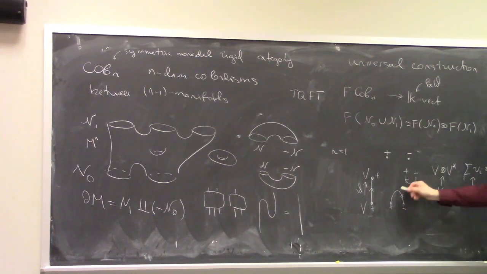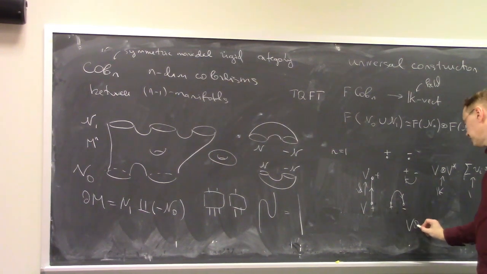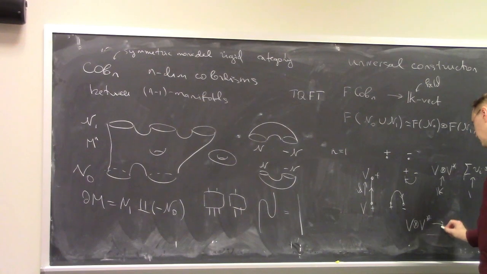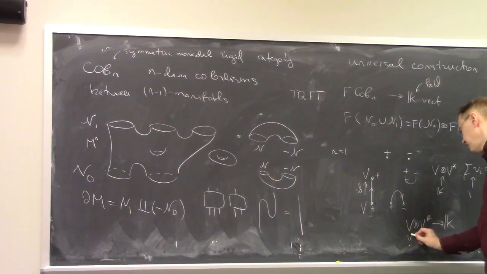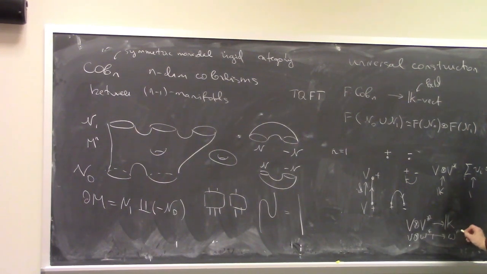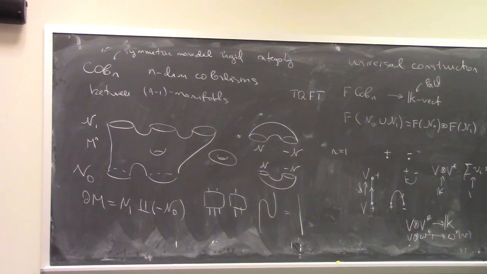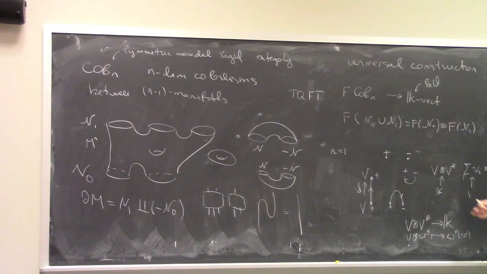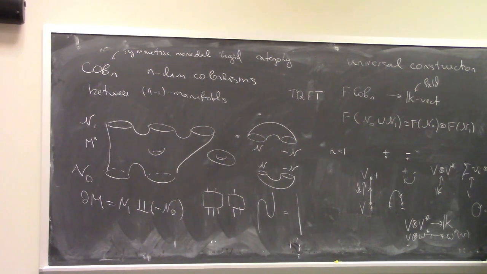And likewise, this map is the evaluation from V tensor V star into K. We take V and W star and send it to the evaluation W star of V. And I mean, anything you can do is isomorphic to this. And then the value of the circle is the dimension of the vector space.